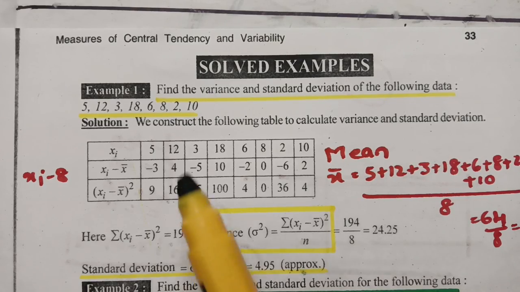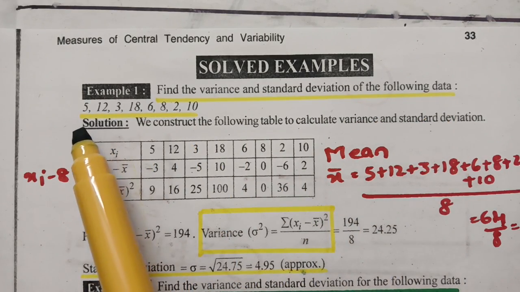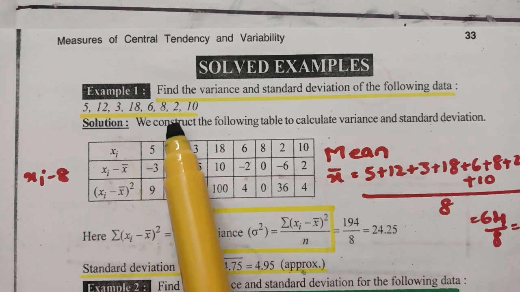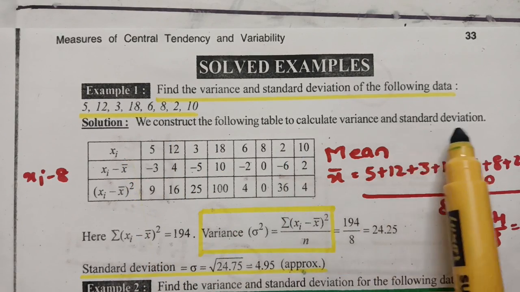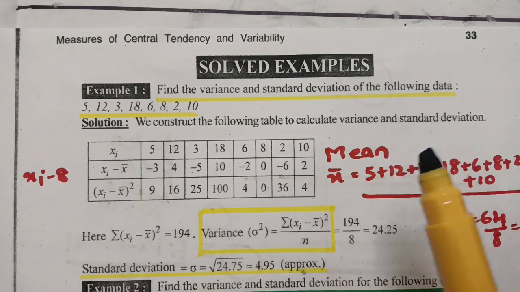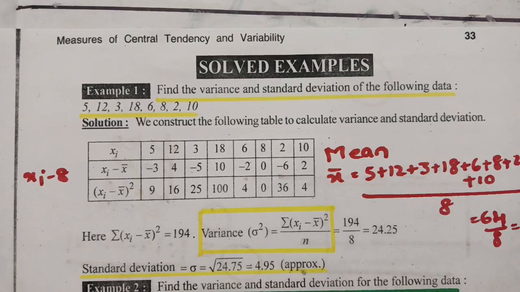The first problem is to find the variance and the standard deviation of the following data. The data is given as 5, 12, 3, 18, 6, 8, 2 and 10. Now we construct the following table to calculate the variance and the standard deviation. So here is the x value. We have to take it column wise here.